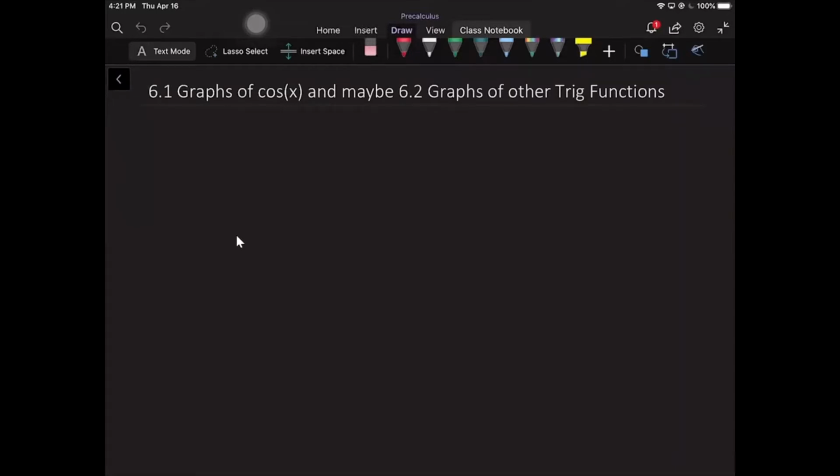That was another one. So today we're still going to be in 6.1. We're going to be graphing cosine. Last time we did sine. And maybe 6.2, which is the graphs of other trig functions. We'll see how long it takes.